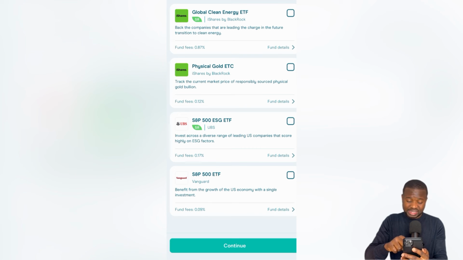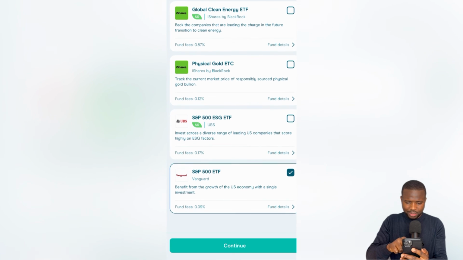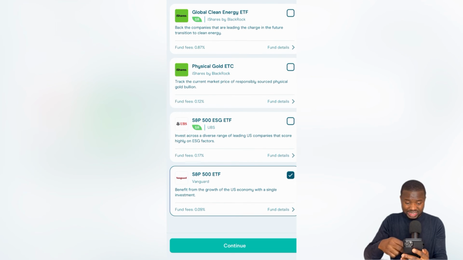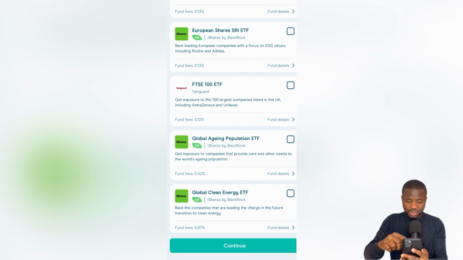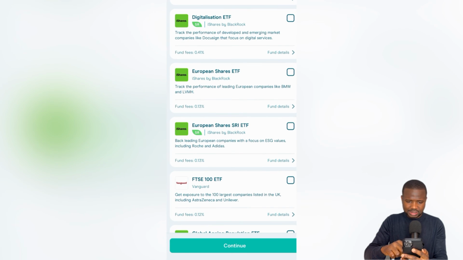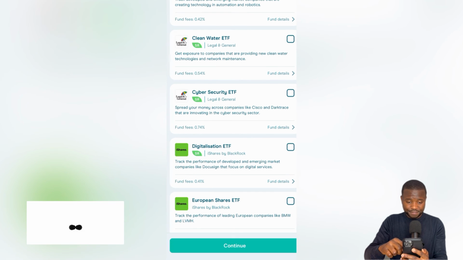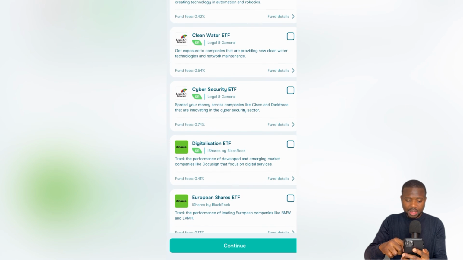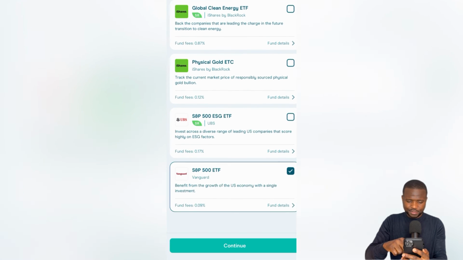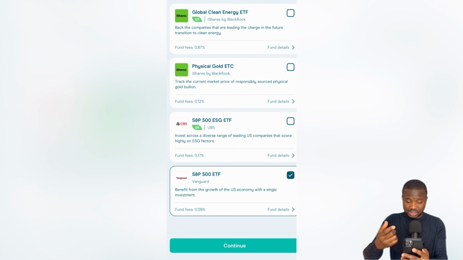There's one provided by UBS, which is another investment platform. But what I'm after is the Vanguard S&P 500 ETF, and that is it. And they charge 0.09% as you can see down there. The one by UBS charges 0.17. So you can see why I'm such an advocate for the Vanguard one, because the charges are very low. Of course, there are other funds you can choose to invest in, like the European shares, cybersecurity ETF, which is provided by Legal & General. But what I'm looking for is the S&P 500 by Vanguard, which is quite a good one.